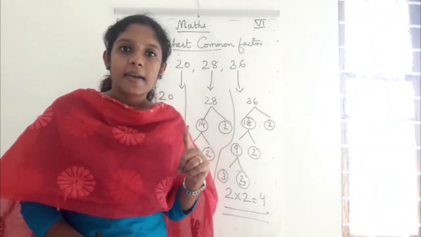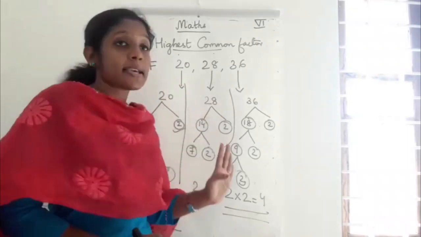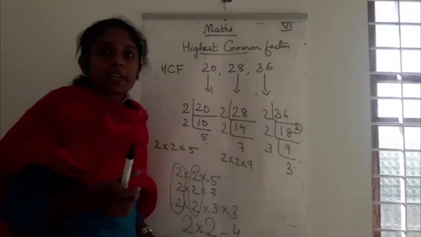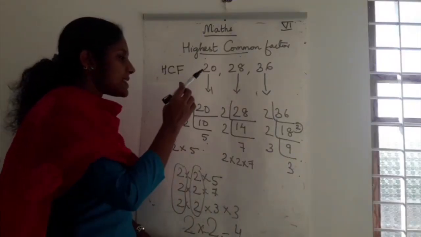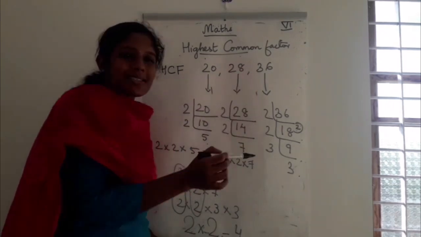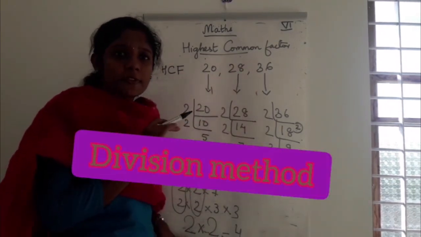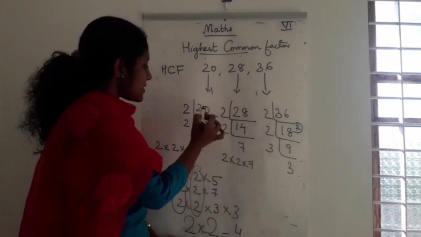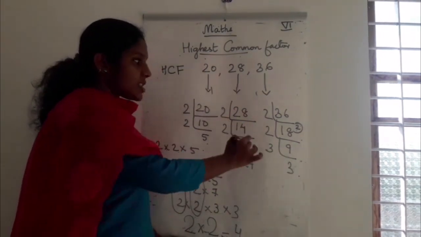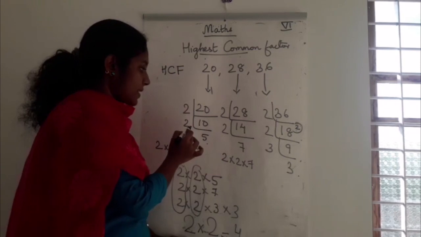Next, I will teach you one more method to find the highest common factor of the same numbers. The third method to find the highest common factor, for the same numbers 20, 28 and 36, is simple and similar to the division method. First, you have to do the division separately and find the factors of each.